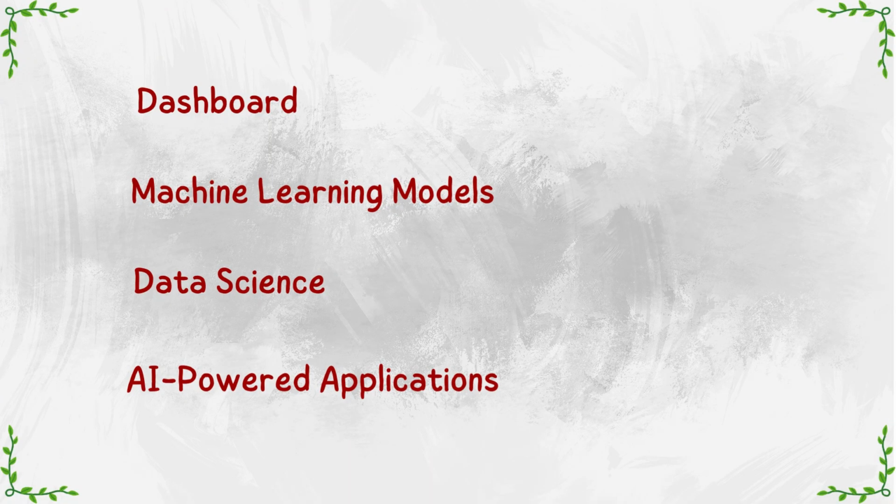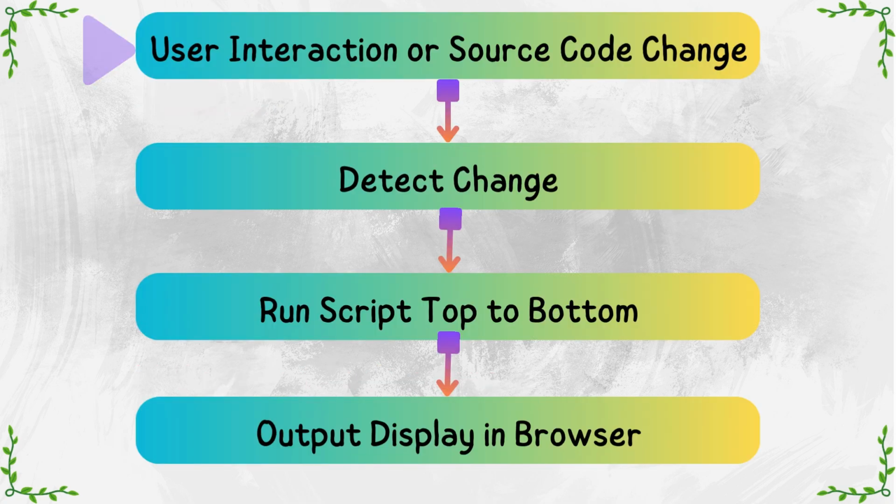Streamlit allows you to build and deploy dashboards, machine learning models, data science projects, AI-powered applications, and many others quickly with minimal effort. You don't need to know HTML, JavaScript, or CSS, just Python. Now let's see how it works and why it's so efficient for data-driven apps. I will explain how Streamlit handles user interactions and code changes and how the app updates dynamically.